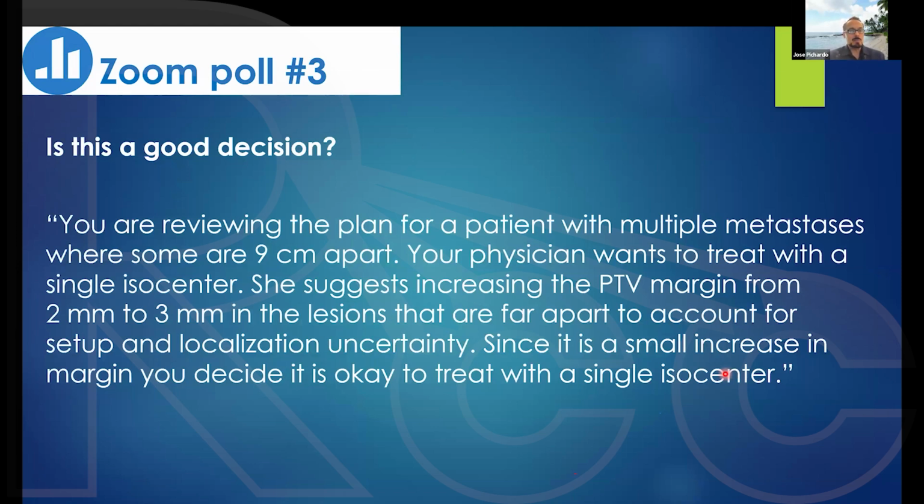Is this a good decision? You're reviewing a plan for a patient with multiple metastases where some are 9 centimeters apart. Your physician wants to treat with a single isocenter. She suggests increasing the PTV margin from 2 to 3 millimeters in the lesions that are far apart to account for setup and localization uncertainty. Since it's a very small increase in margin, you decide it's okay to treat with a single isocenter. I like the maybe option. Maybe. It's really a yes or no question. Maybe is a way to get away from having to answer.